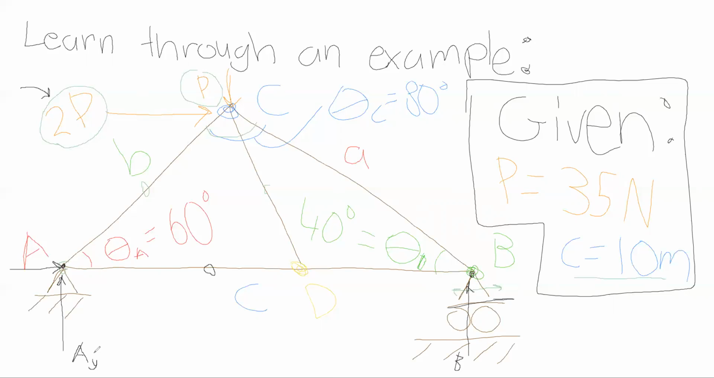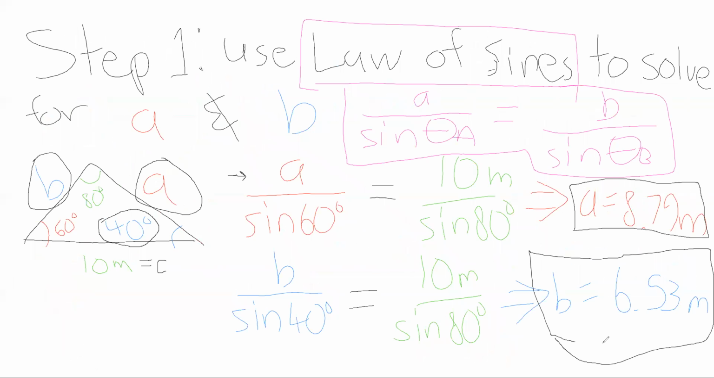And A sub Y, A sub X over here, and B, these are all reaction forces. Since we have these applied loads here at 2P and P, we're going to have reaction forces at AX, AY, and B. So now we need to use the static equilibrium equations we talked about to solve for AY, AX, and B. So let's jump into it.